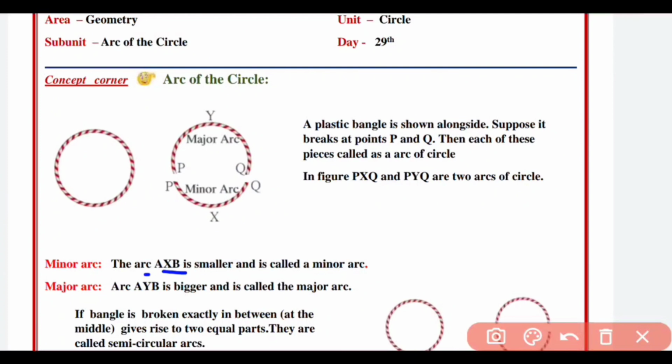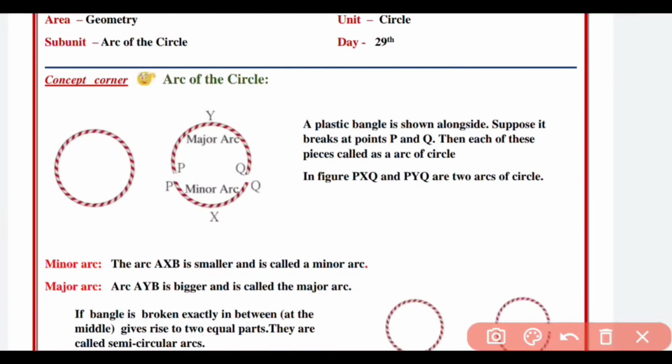In place of P and Q, if I write A here and B here, then this arc is known as arc AXB, and this arc will be known as arc AYB. Arc AYB is bigger, and that's why it is known as the major arc. Arc AXB is smaller, and that's why it is known as the minor arc. So a major arc is bigger than a semicircular arc. Semicircular means half circle, and a minor arc is smaller than a semicircular arc. That means a minor arc is smaller than a half circle.